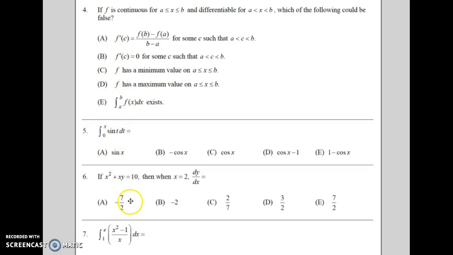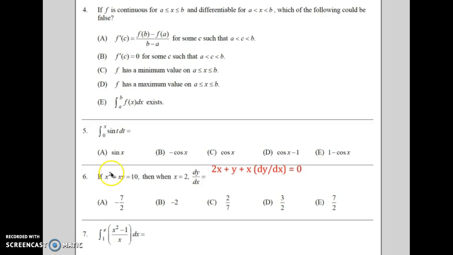Looking at question 6, you have to do implicit differentiation. So the derivative of x squared is 2x. xy requires the product rule, so the derivative of x is 1, times y, plus x times the derivative of y, which is dy dx. So if you plug in 2 for x, we would have to plug in another value for y, and you could do that by plugging in 2 into the original equation and getting y.